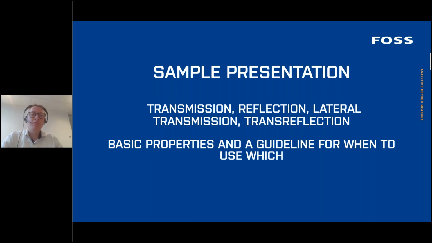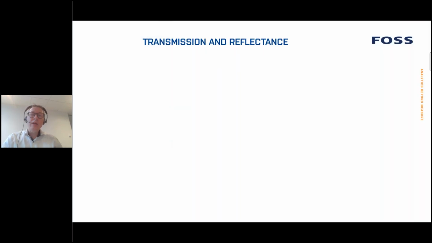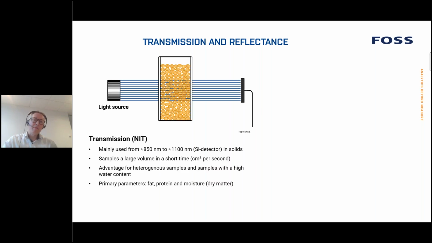This is why I started with the topic of sample presentation. There are different ways of presenting the sample to the instrument, or different illumination geometries, and each has relevance for different kinds of samples. The two most well-known illumination geometries are transmission and reflectance. In transmission, the light source is placed on one side of the sample, and the detector is on the other side.